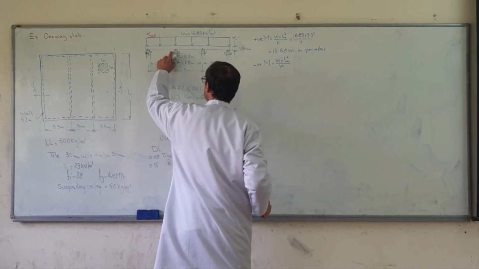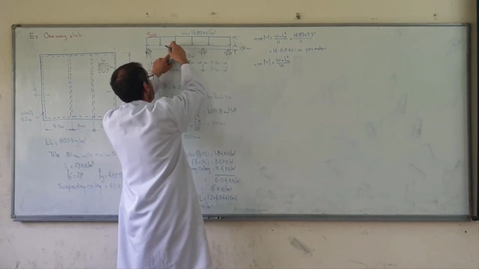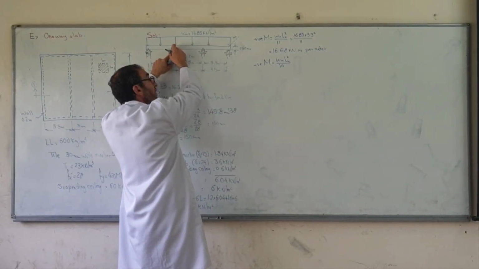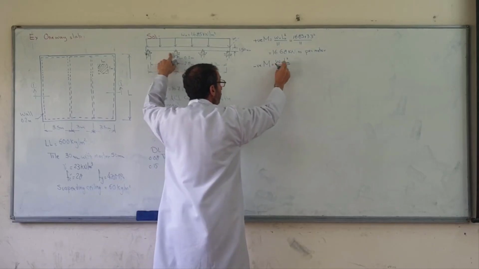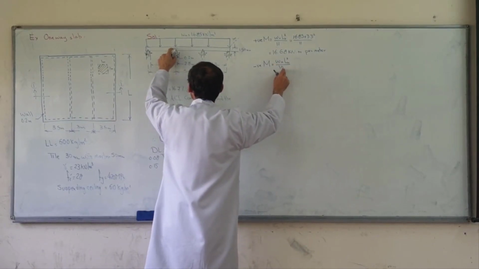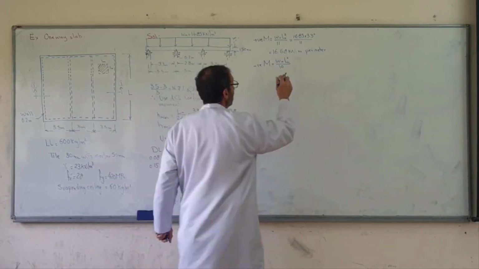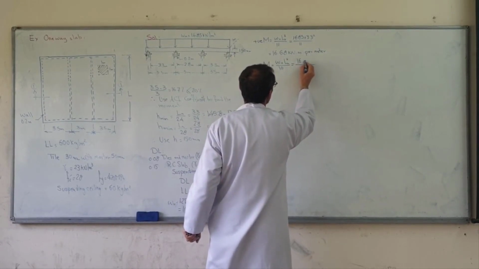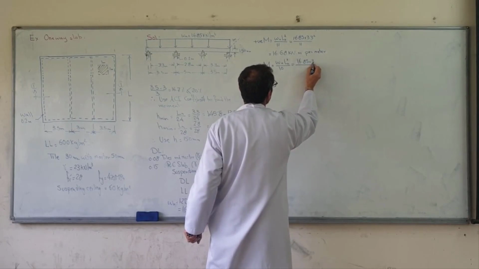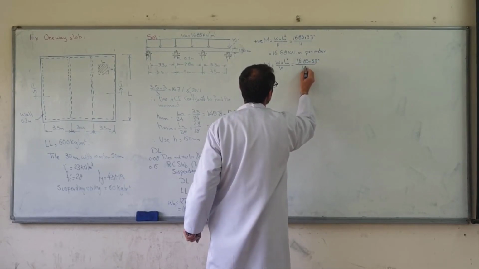The first interior support, the exterior face of the first interior support, W Ln square over 10, from the ACI coefficient is 16.85 times 3.3 square over 10.